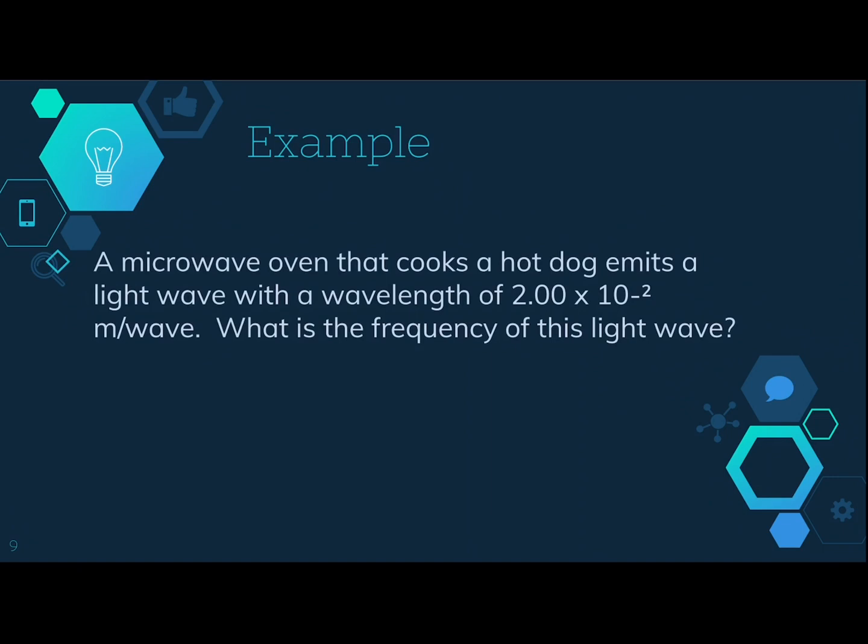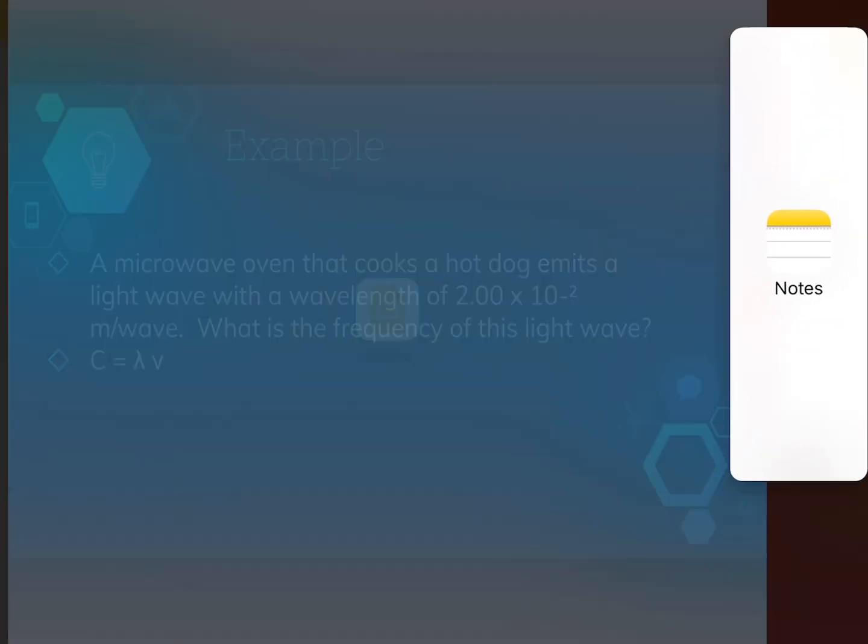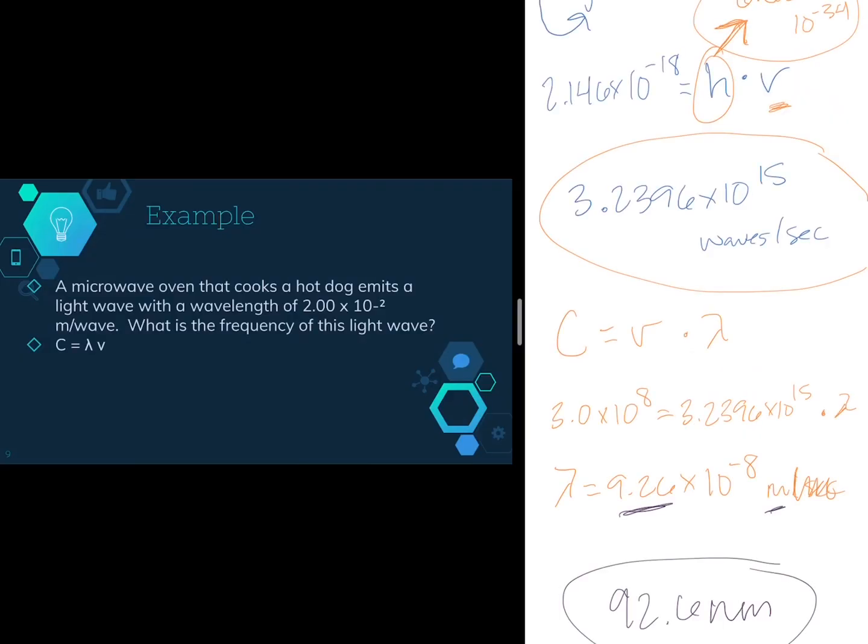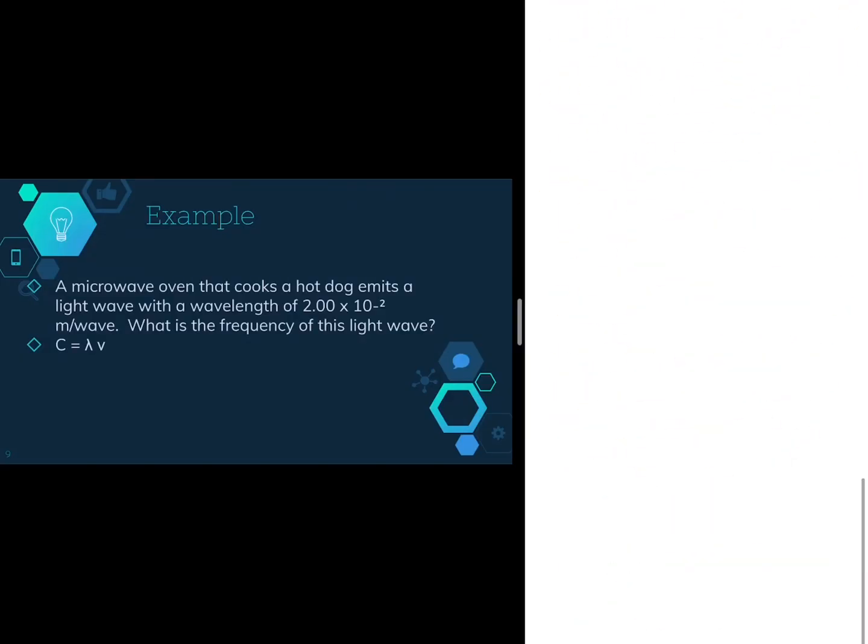Okay, so let's do an example. A microwave oven that cooks a hot dog emits a light wave with a wavelength of 2 times 10 to the negative 2 meters per wave. What is the frequency of this light wave? So we can go ahead and use this equation. I'm actually going to do this with you on my notes.